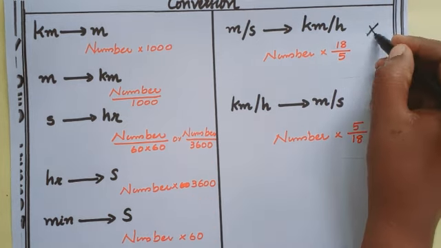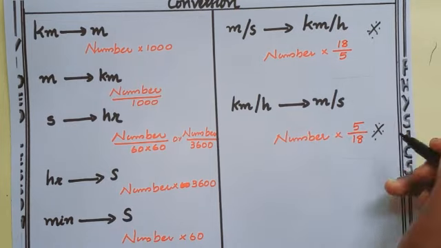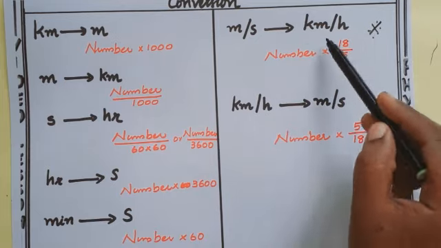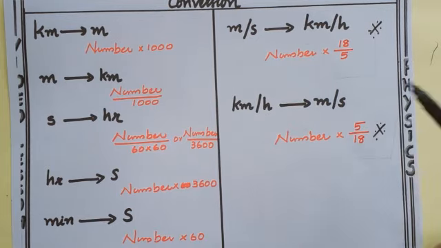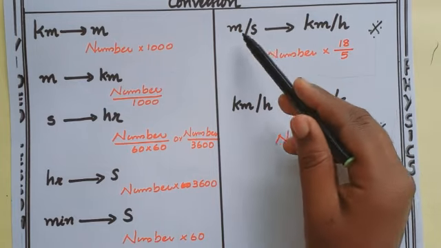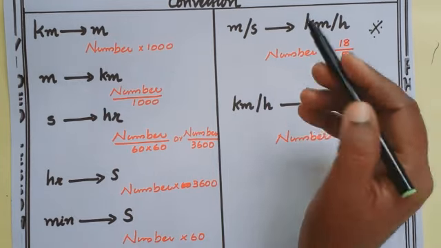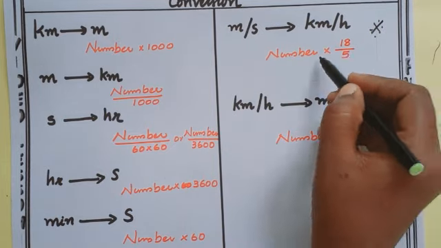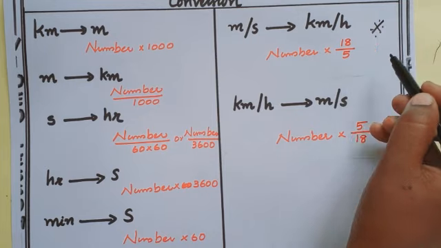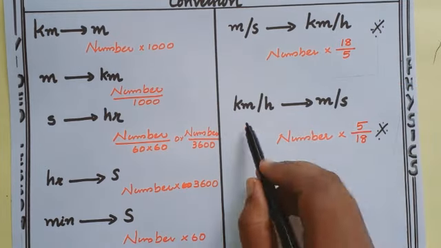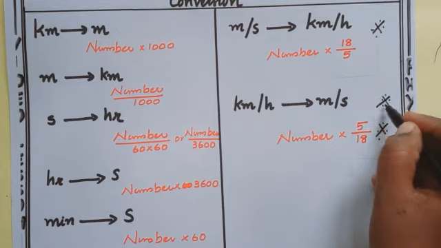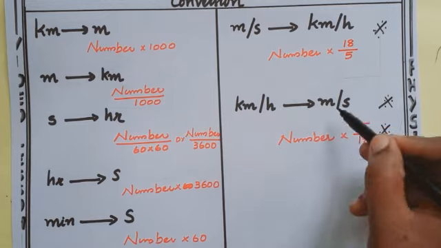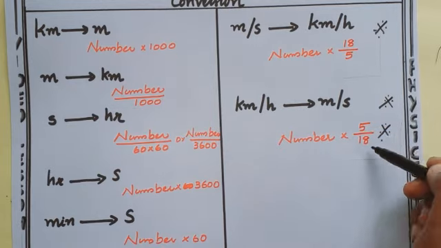Then next is meter per second to kilometer per hour. It's very important and very helpful to us. Meter per second to kilometer per hour, number into 18 by 5. Kilometer per hour to meter per second, number into 5 by 18. Just concentrate and also write all the conversions in your notes. So, meter per second to kilometer per hour, number into 18 by 5. Kilometer per hour to meter per second, number into 5 by 18. It's very, very important.